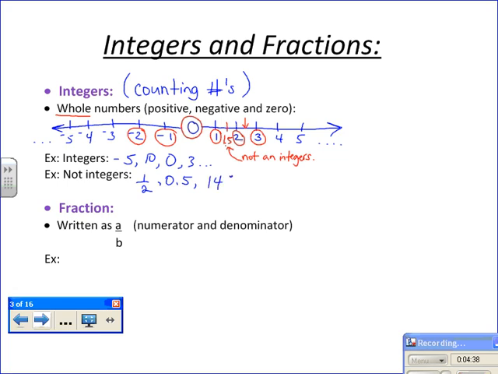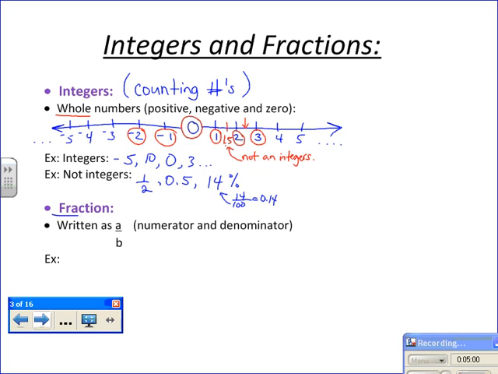14% would not be an integer because 14% represents 14 out of 100, which is 0.14, so not an integer. So we've just got to be careful here when we're thinking about them. They have to be whole counting numbers, either in the negative or the positive spectrum, or 0.